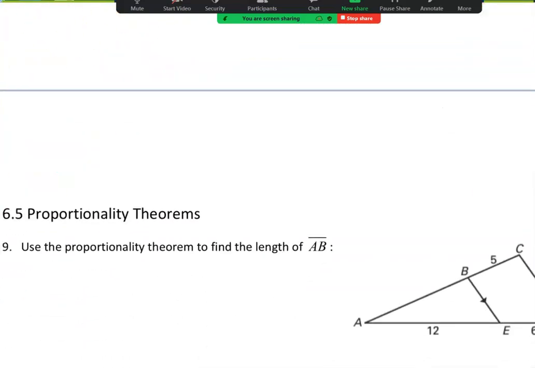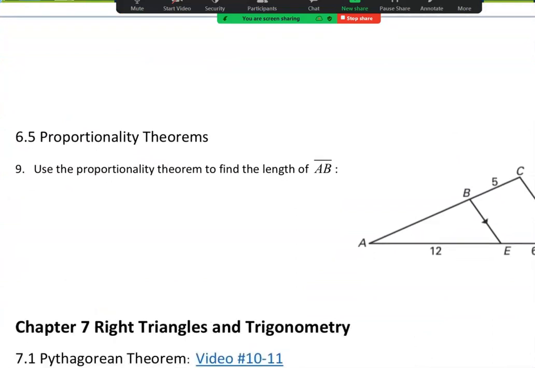Okay, we only have one more problem in this chapter, and that's proportionality theorems. So we're going to do that in this video as well. So let me just turn to the right page, and we'll talk about this problem too. Okay, so a couple of things are going on that you want to notice. Number one, if these sides are parallel, then what's going to happen is the following.